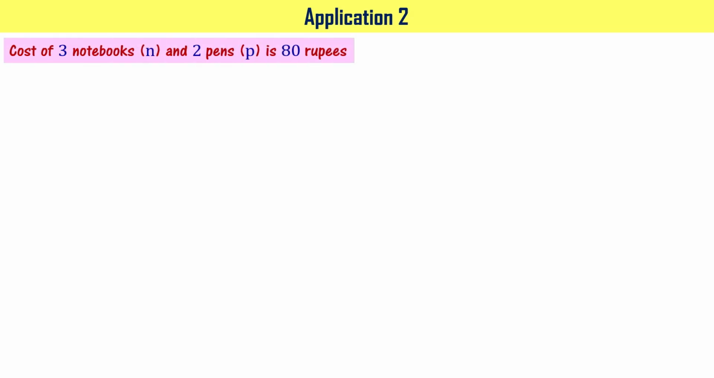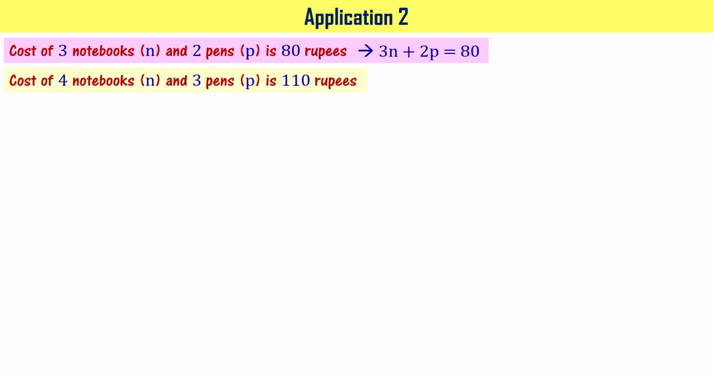Let's take a look at another application. The cost of 3 notebooks and 2 pens is 80 rupees. That can be written as 3n plus 2p equal to 80. And the cost of 4 notebooks and 3 pens is 110 rupees. That can be written as 4n plus 3p equal to 110, right? We have shown these two equations earlier and given the solution without showing how to solve this, right? Now let's solve these two equations.